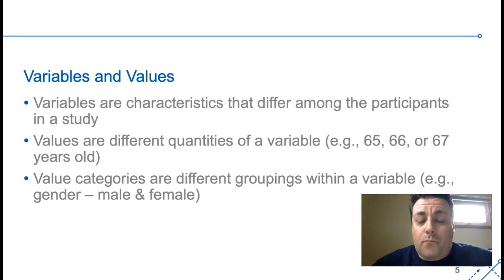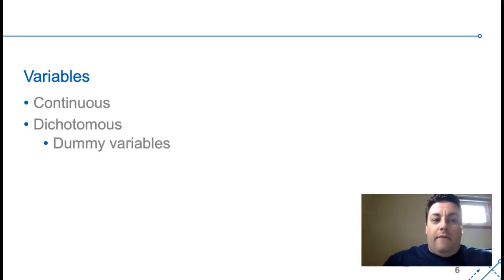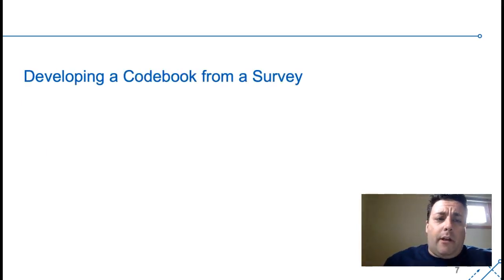Value categories would be something like gender, male and female. Might be something like religious orientation, or the state or country in which a person was born. Could also be something like whether or not they like pepperoni on their pizza. Could be something like yes or no. Okay, so moving on. Variables, if you think back to last semester, can be continuous. They can be dichotomous. We'll talk briefly about this thing called a dummy variable, or dummy coding.